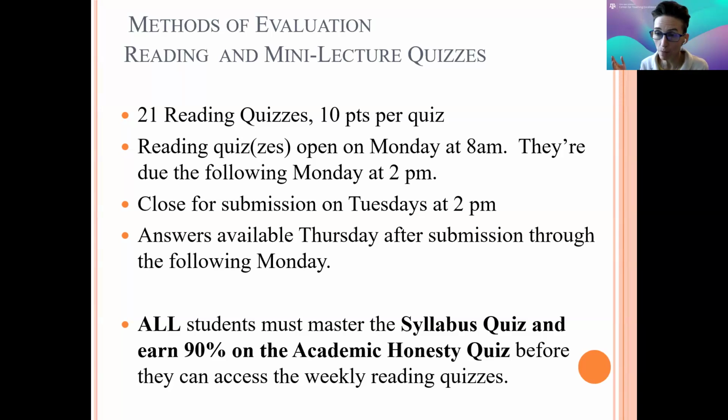Because if you don't get 100% on the syllabus quiz and you don't get a 90% on the academic honesty quiz, you won't have access to the next week's module, and there will be no excuse for that. It's just, you didn't do it, and it will end up being late, or you won't get the credit for it. So just make sure that you do this so that you don't get behind.